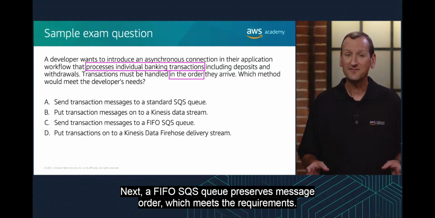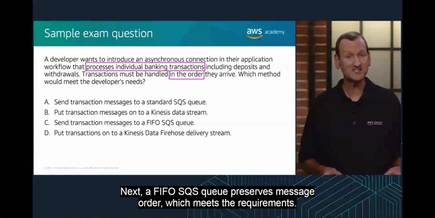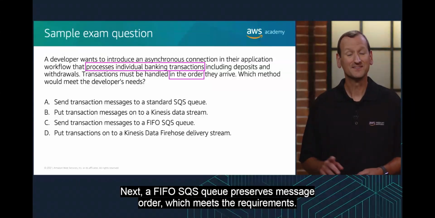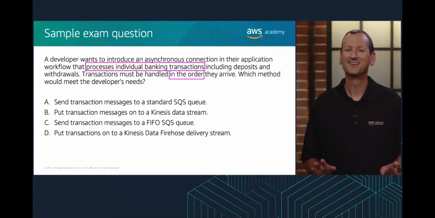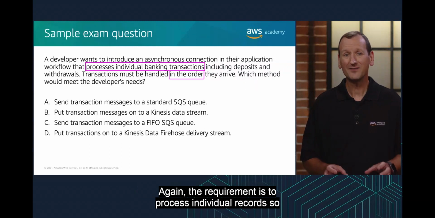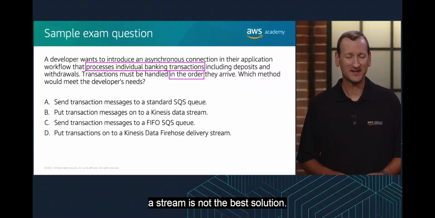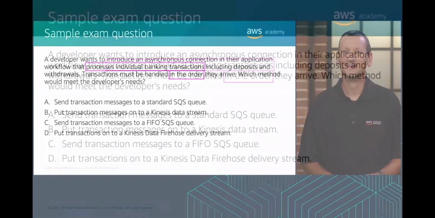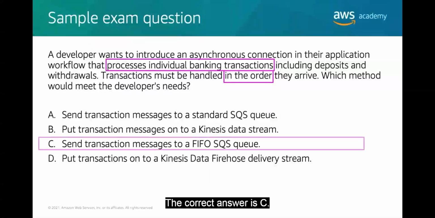Next, a FIFO SQS queue preserves message order, which meets the requirements. This could be the answer. Finally, using a Kinesis data firehose delivery stream. Again, the requirement is to process individual records, so a stream is not the best solution. The correct answer is C.